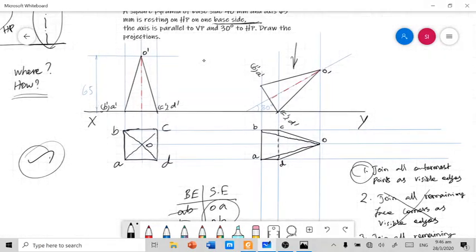So here we just drew a square pyramid resting on HP by one of its base edges, with the axis inclined at 30 degrees to HP. So this is an axis inclined to one plane and parallel to another plane problem. In our problem set, it's actually the second problem.